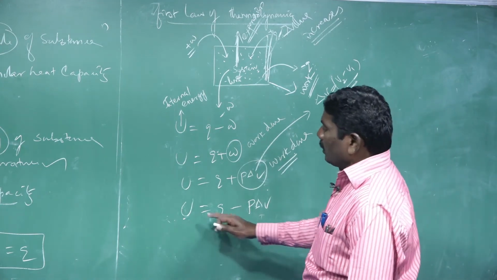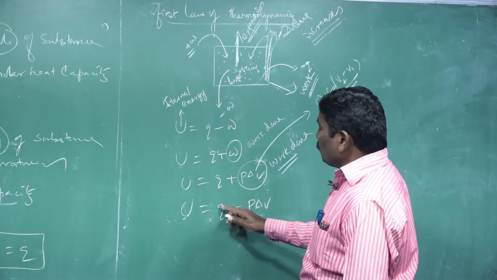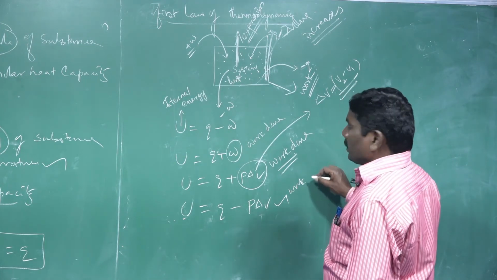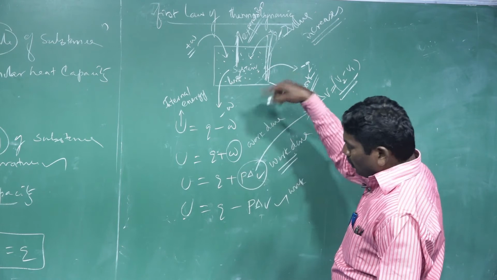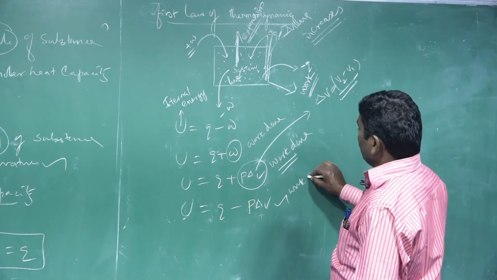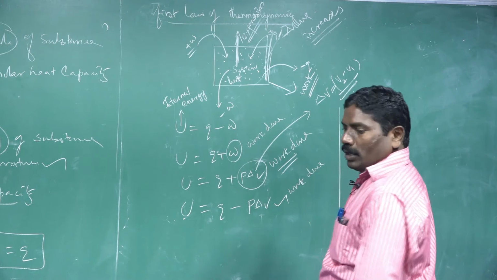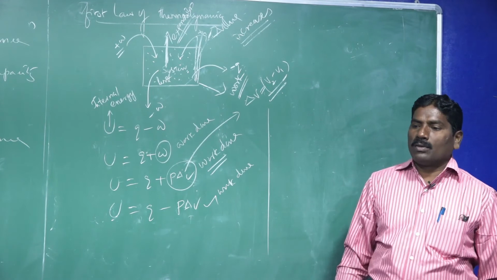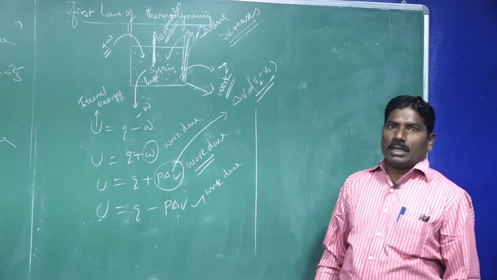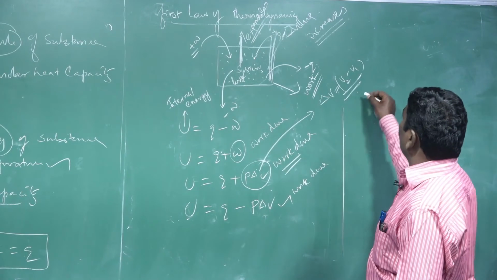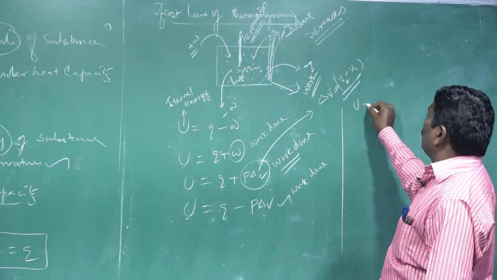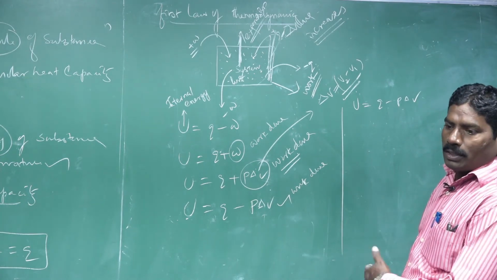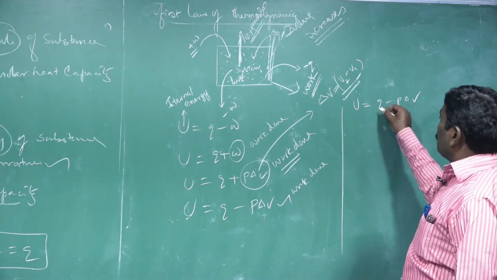Now we are going to see that U is equal to Q minus P delta V. It also explains this work done by the system. Work done on the system is plus, and work done by the system is minus. That is also evaluated as work done. From these work done values, we are going to calculate Q. Now you see here, in this equation U is equal to Q minus P delta V. Q is equal to U plus P delta V. Now what is the Q you can understand.